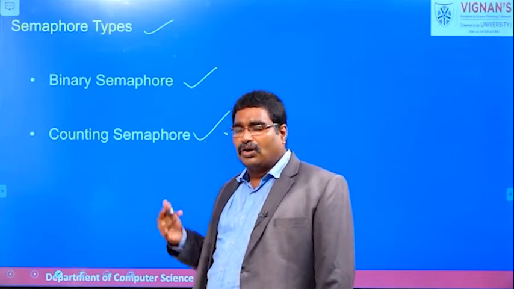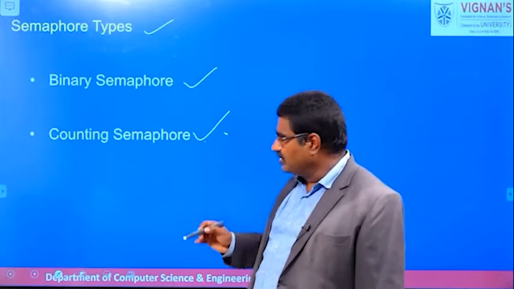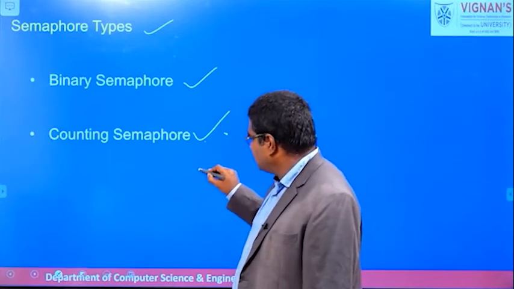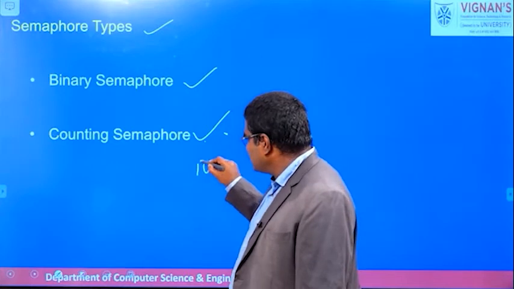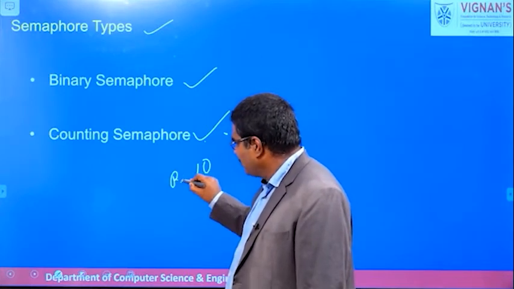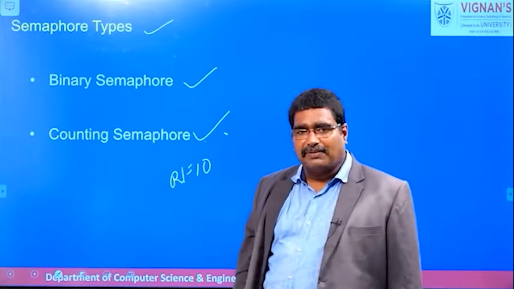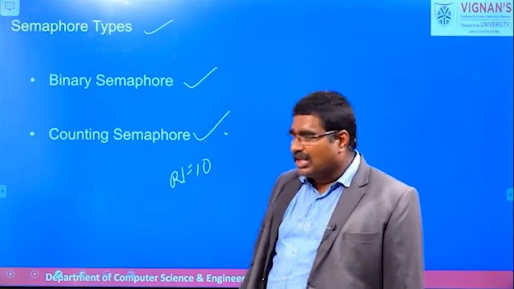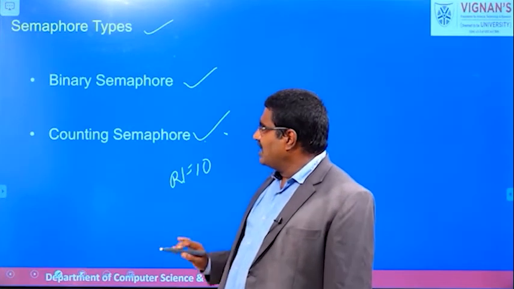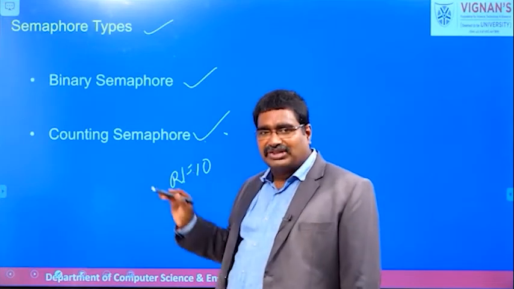The name itself indicates that it is used to count how many resources are available. An example of a counting semaphore: an operating system has 10 instances of a particular resource type. We are assuming that one resource type has 10 instances. So the initial value of that counting semaphore is 10.